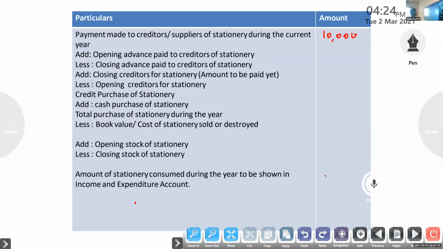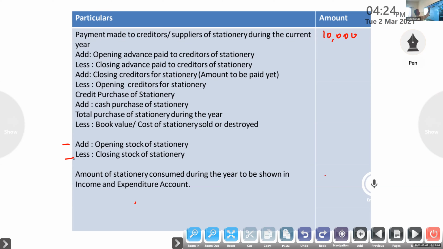opening advance. Normally, what are the items? Add opening stock of stationery, less closing stock of stationery. Opening stock add, closing stock less. Then if any outstanding creditor is there, we know that it is an outstanding expense. If it is an adjustment at the end, add. For example, outstanding expenses in the beginning, you have to less.